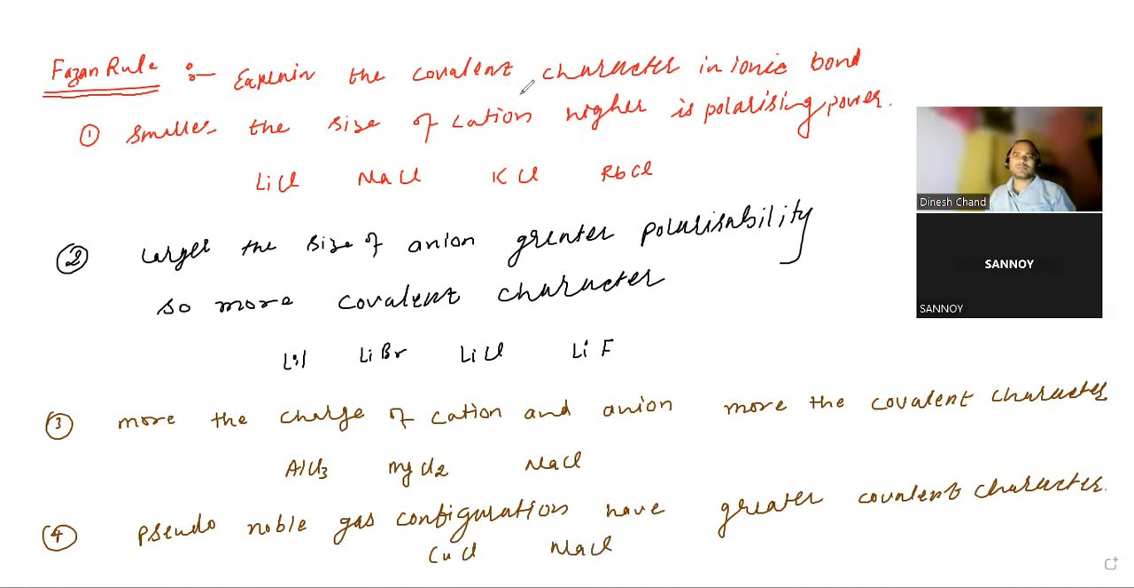Okay. Now you explain, please, all these points. The first one, the example I gave in the first point: the smaller the size of the cation, the higher is the polarizing power. So out of these four compounds, which will have the greater covalent character, whether LiCl, NaCl, KCl or RbCl? Sir, the smaller ions are among Li, Na, K, Rb. So what will be the order? Write down the order.